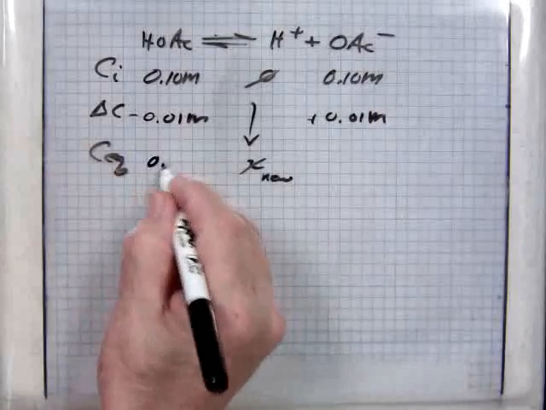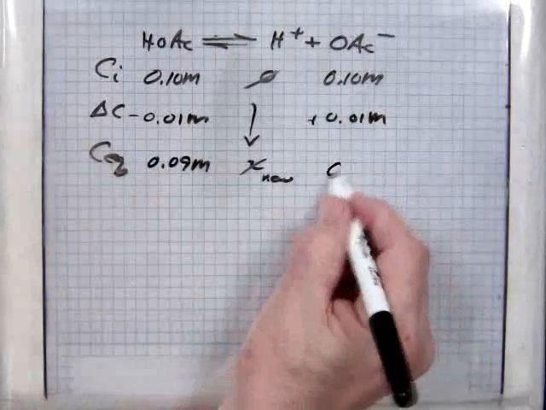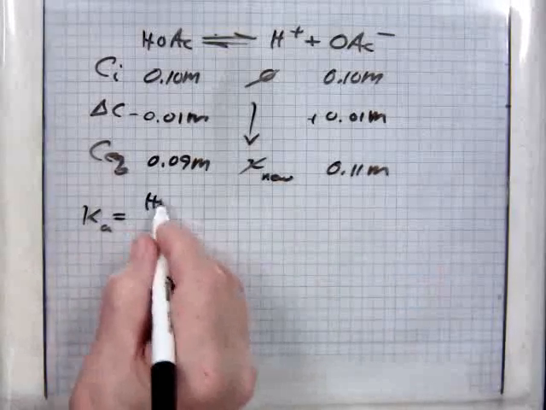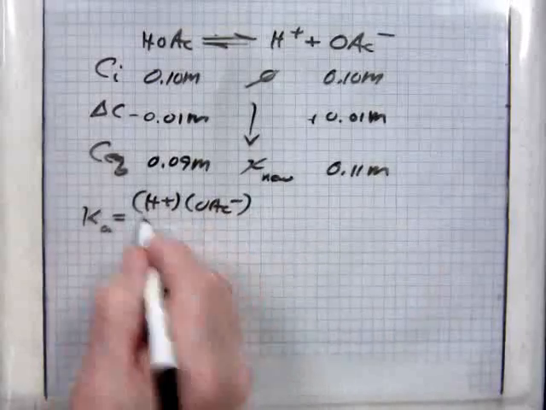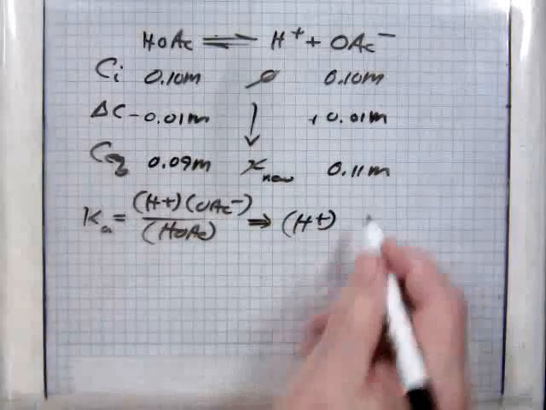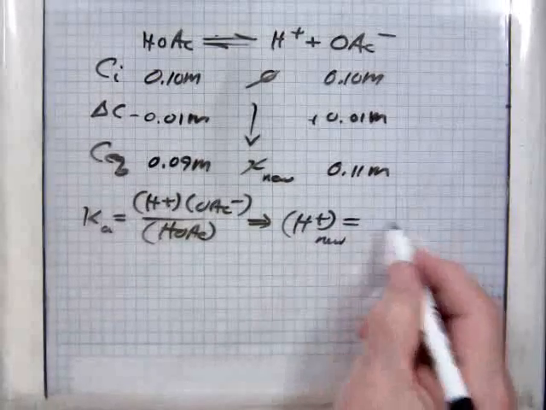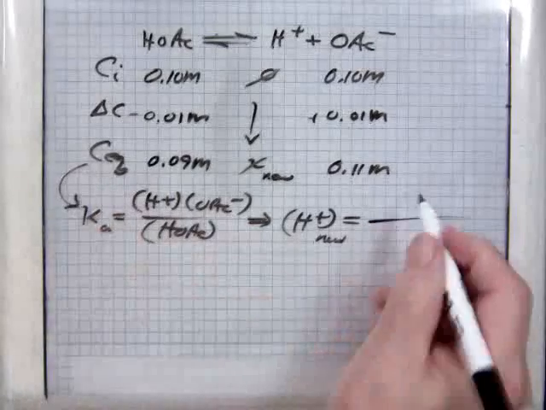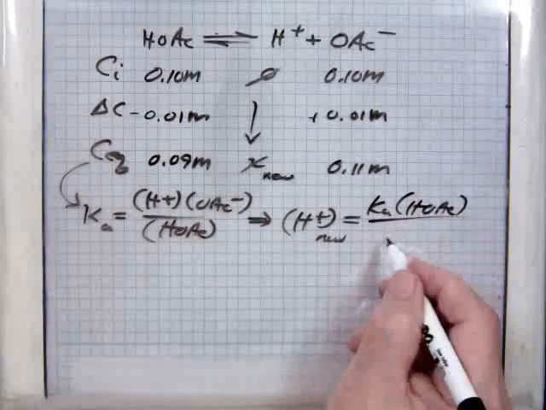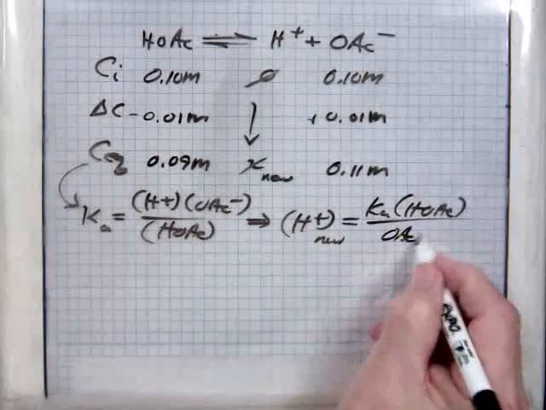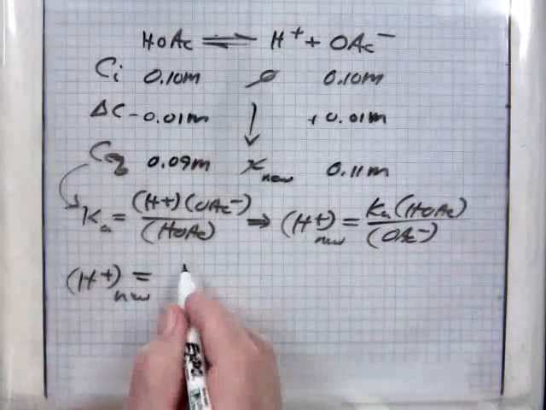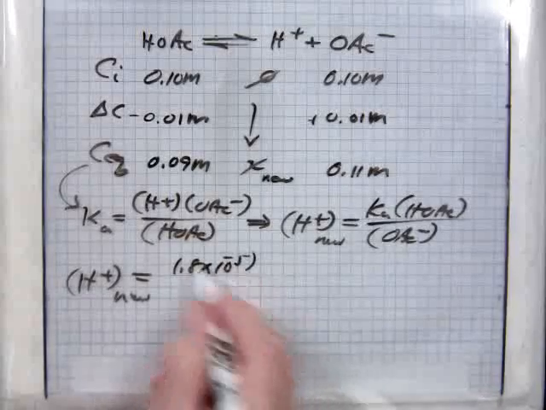And that's 0.09 molar on the left side this time, 0.11 molar on the right side. And again, we take the Ka equals H, OAC, HOAC, and we solve for the new hydronium ion concentration when we substitute the equilibrium row in here. So that would be Ka, HOAC, and the acetate, like that. So H plus new is 1.8 times 10 to the minus 5.